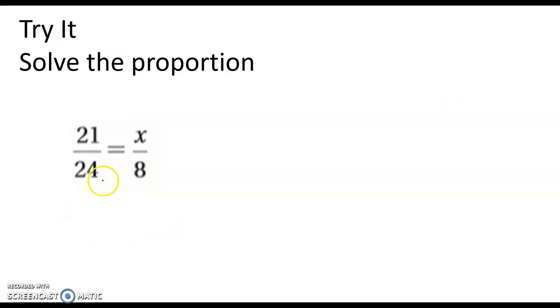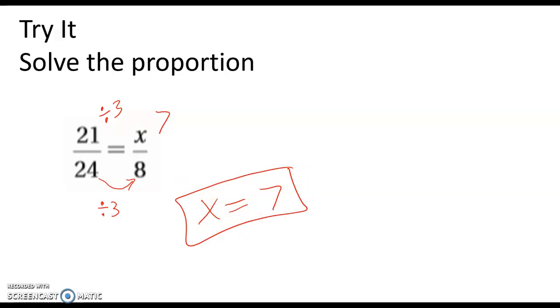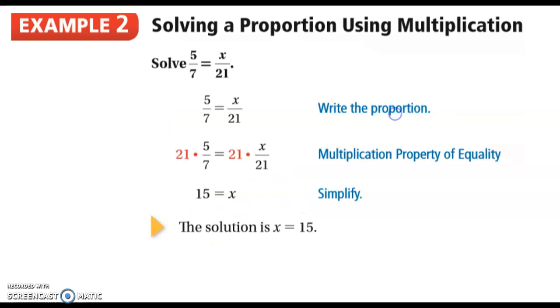So this one, now you've got to go, okay, how do I go from 24 to 8? Well, you're going down, so we're dividing by 3. So you go up here and you divide by 3. So 21 divided by 3 is 7. So x equals 7. So that is doing it mentally. So go ahead and turn the page.